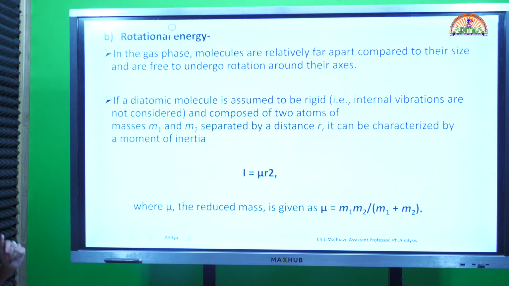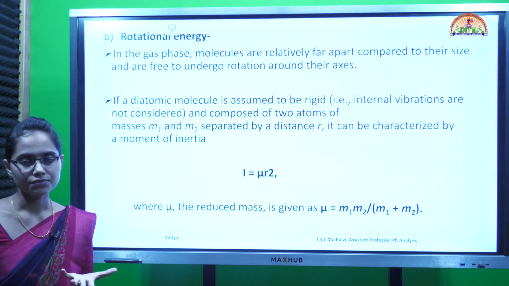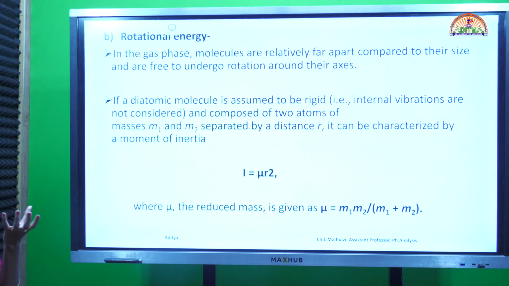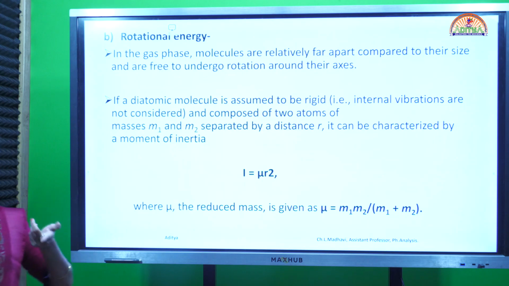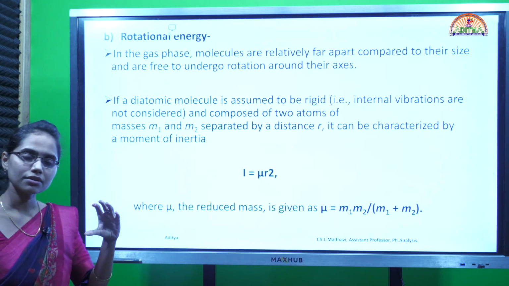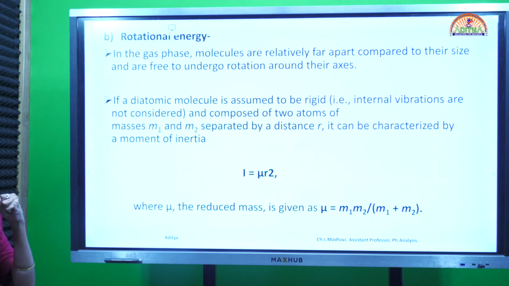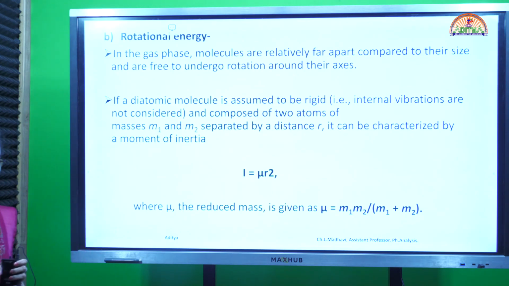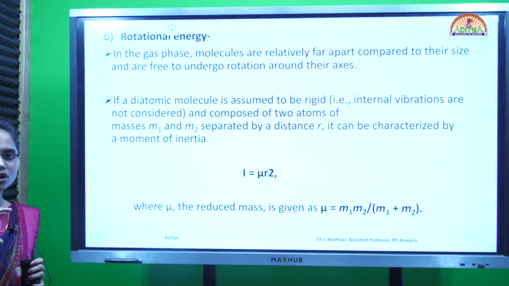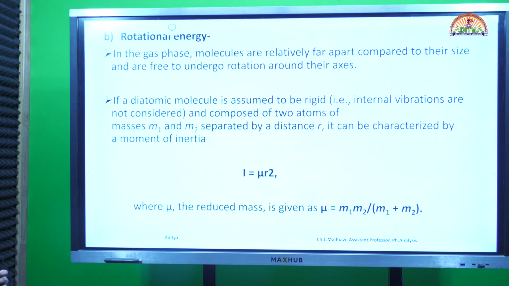Then coming to the rotational energy. Normally when the molecules are in the gaseous phase, they are very far apart from each other, and they have enough space so that they can rotate on their own axis. Based upon the size of the molecules, they have sufficient space to undergo rotation.